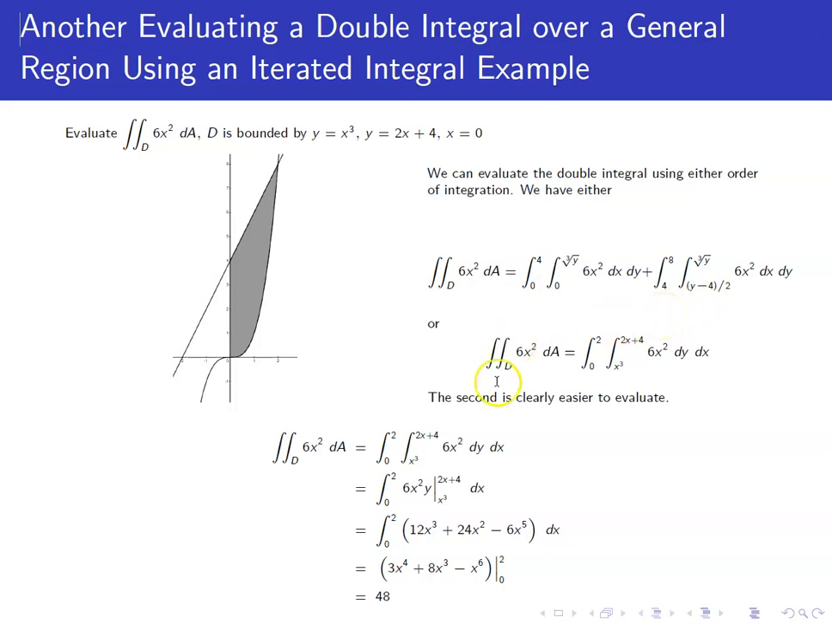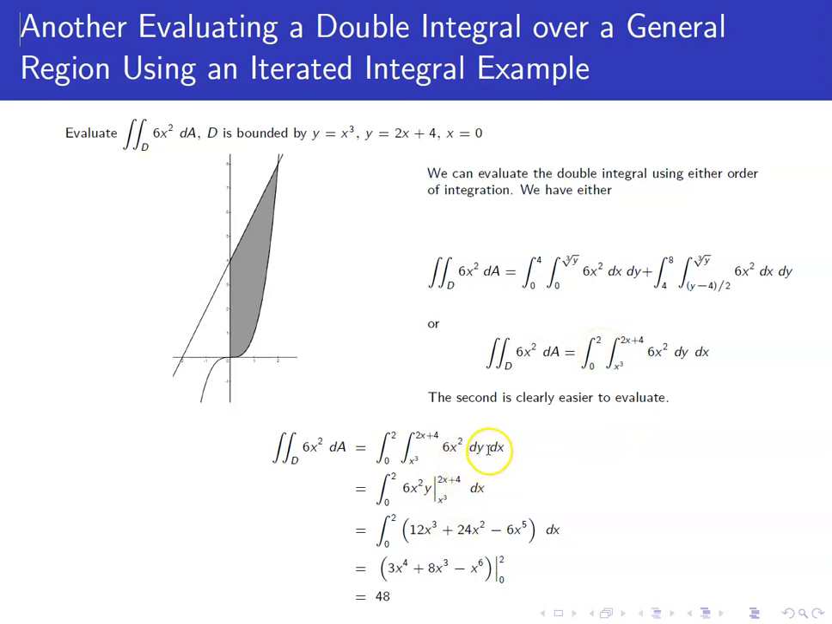Notice instead, if we integrate with respect to y first, then I hold my x constant, and I can use the same bottom bounding curve and same top bounding curve throughout the region. So that's why we'll choose to integrate with respect to y first and then with respect to x. So when we set it up, our bounds for y will be between x cubed and 2x plus 4. Our bounds for x will be 0 to 2.